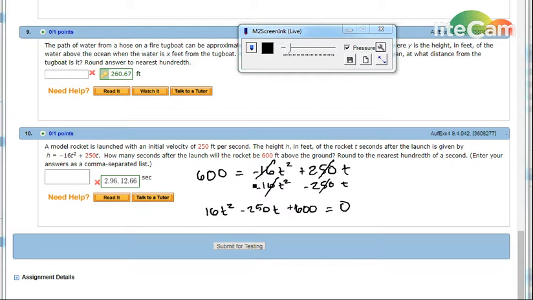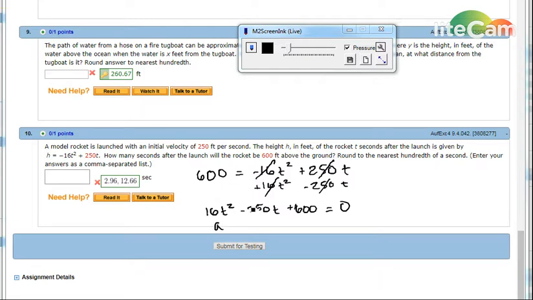Now, I would like to try to reduce this if possible. If we try to divide by 4, is 250 divisible by 4 without getting a decimal? 250 does not appear to be divisible by 4 evenly, so we're kind of stuck with this. So we're probably best to use the quadratic formula, because this is not going to be easy to factor. Yeah, I think that's our best bet.